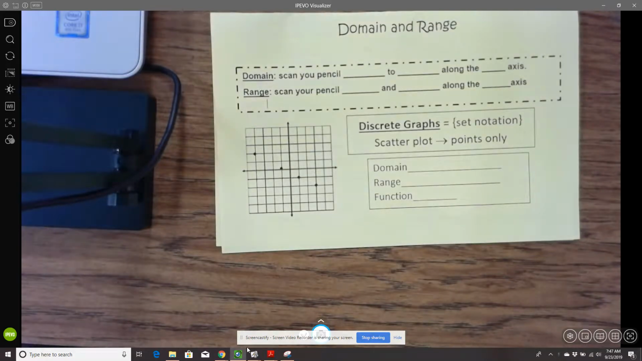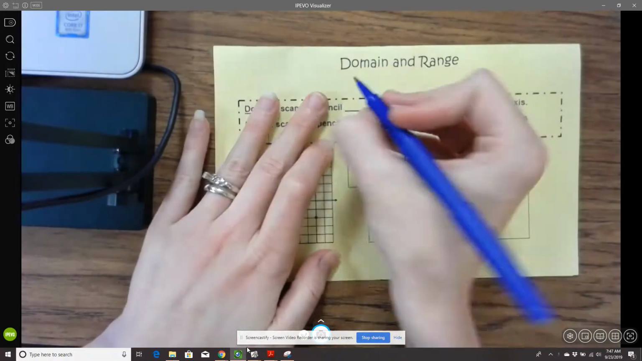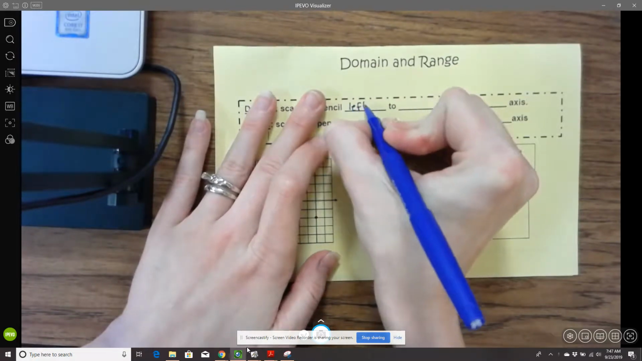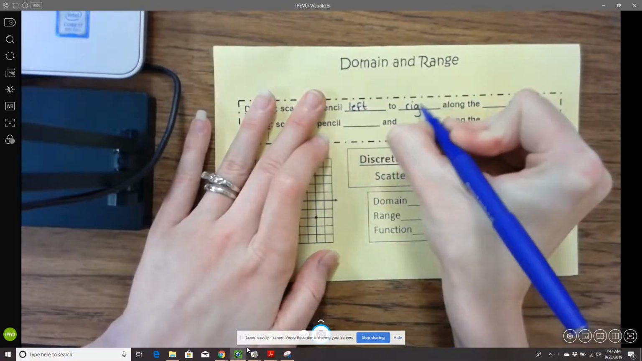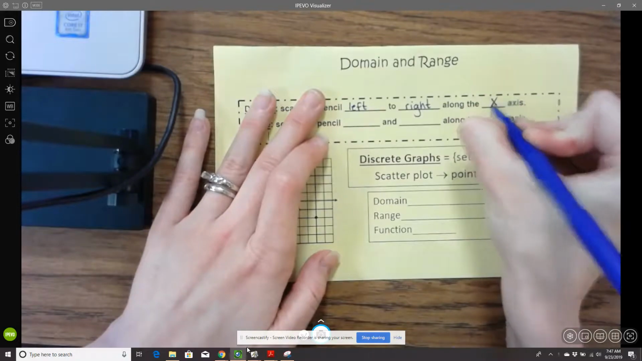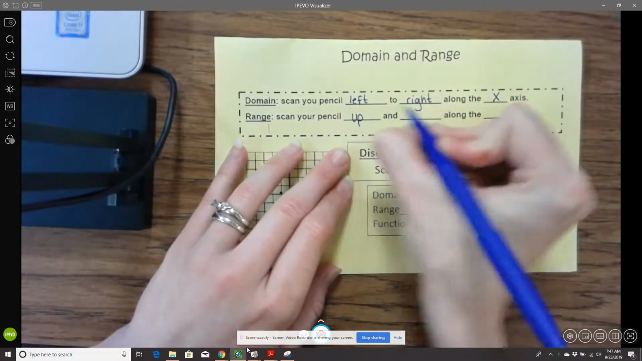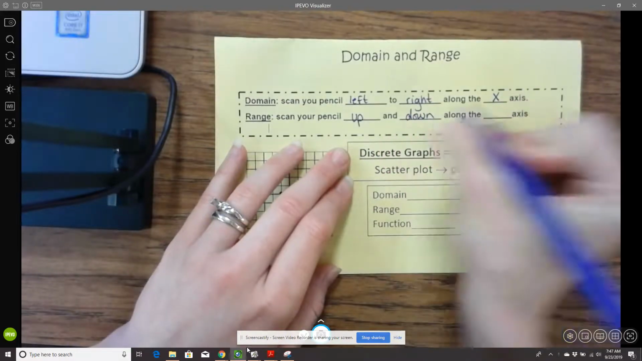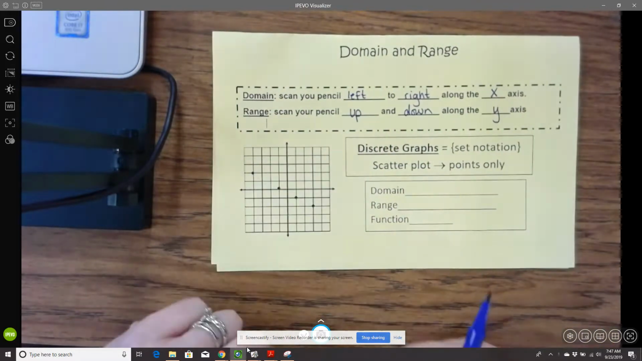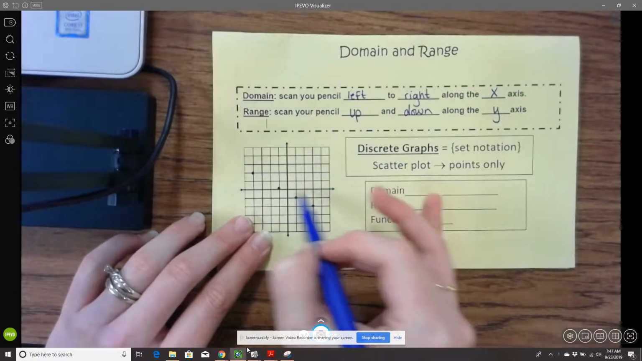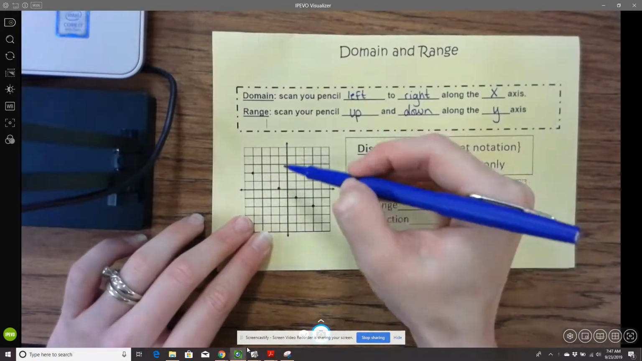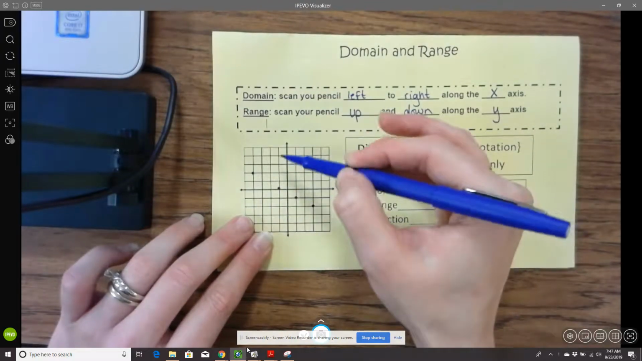This video is for domain and range. So to find the domain, you're going to scan your pencil left to right along the x-axis. For the range, you're going to scan your pencil up and down along the y-axis. So left and right along the x to find your domain, up and down along the y to find your range.